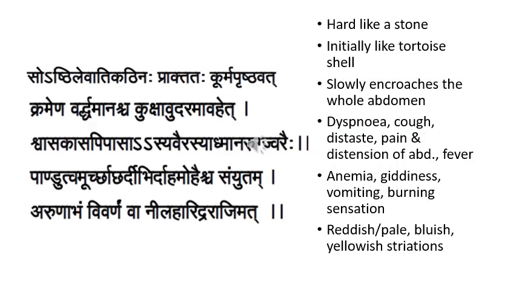And we come to the lakshanas of this kind of plehodara. It is Ashtila iva ati katina prak tataha kurma prishtavat. Initially it will be hard like a stone, ashtila, and feel exactly like a tortoise shell. On palpation we feel it like that. Kramena Vartamanasya, slowly it increases in size. Kuksha Udara Mavake, then fills the whole abdomen.